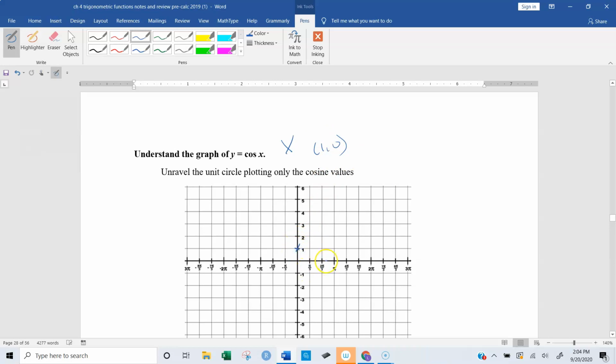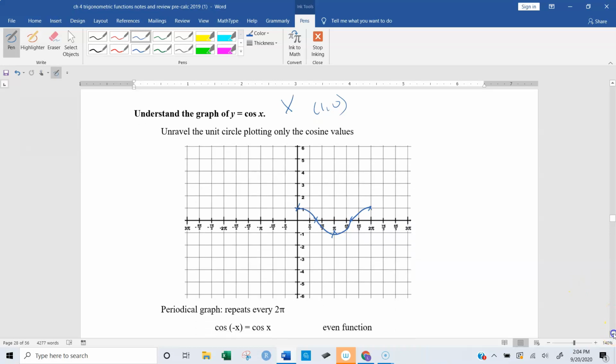Now look at every 90. So the first pi over 2 is 0. Pi is now -1. 3 pi over 2 is 0. And 2 pi is 1. Drawing your curve, if you notice, your cosine and your sine are complementary, right? So that means it's just a 90-degree shift of your sine. It is the exact same wave, shifted 90 degrees.